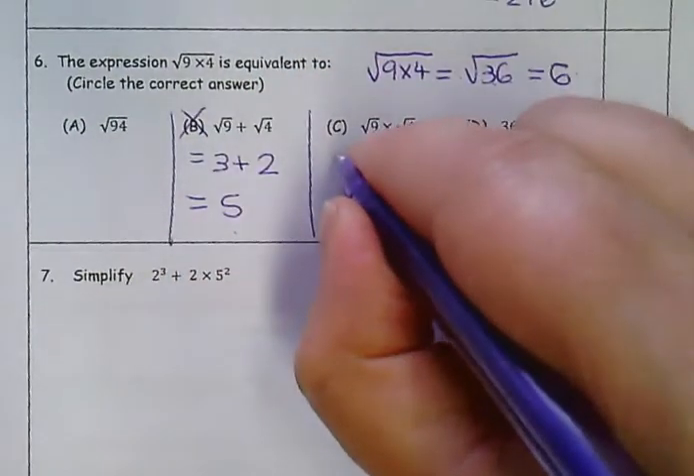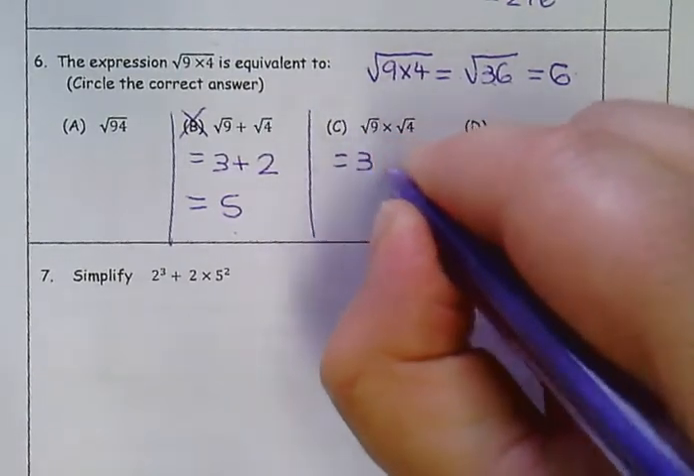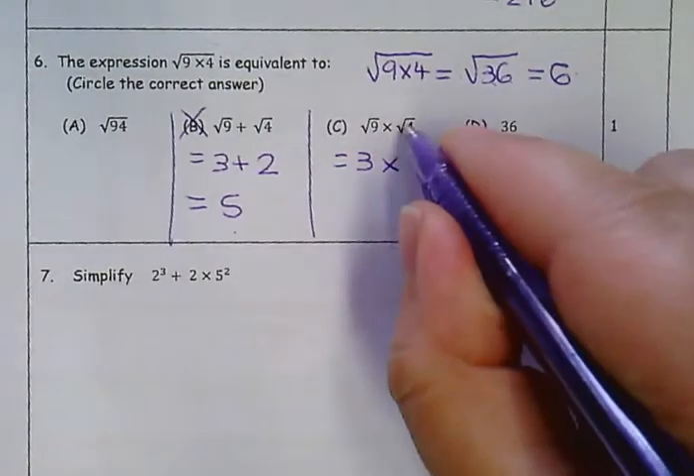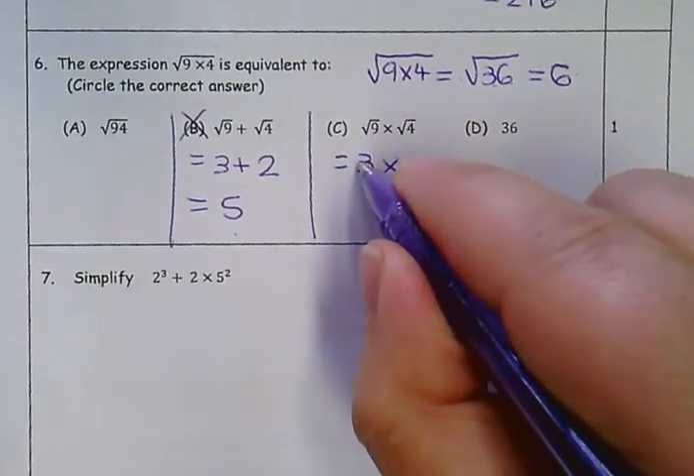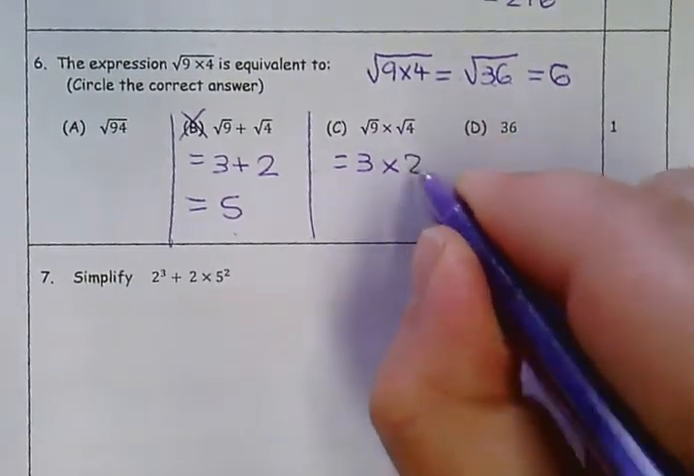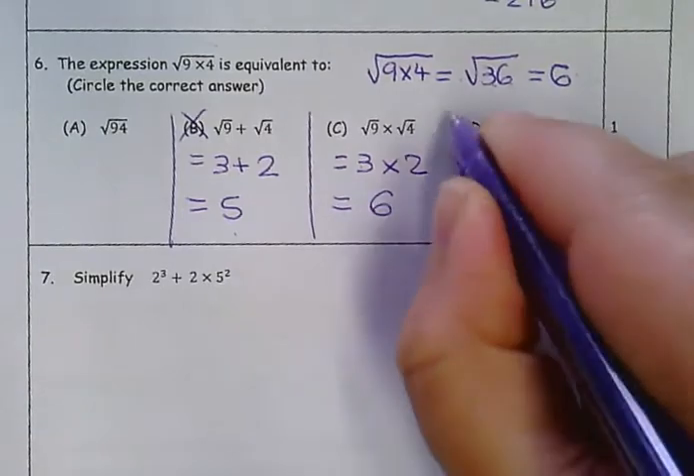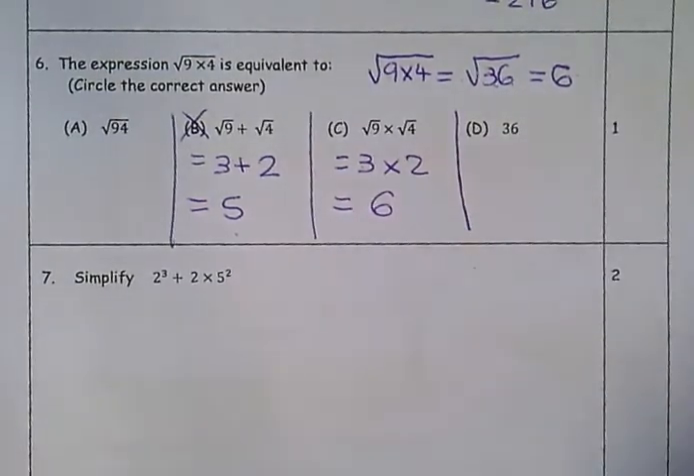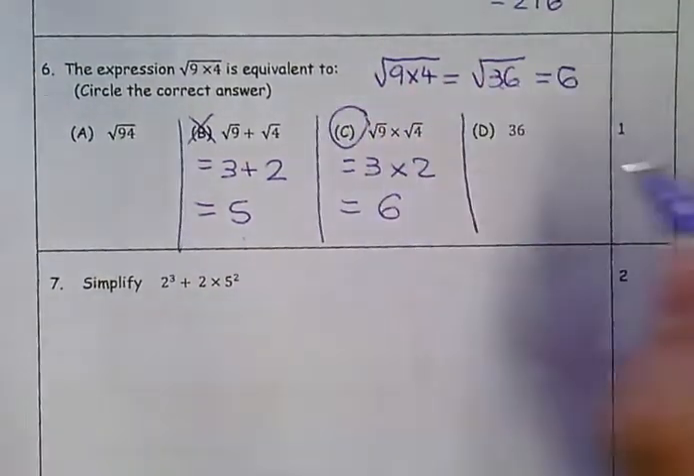Now let's look at this one. The square root of 9 is 3 times, you have to do the square root of 9 first, you get 3, and the square root of 4 is 2, and 3 times 2 is 6. So therefore, this is the correct answer, C.